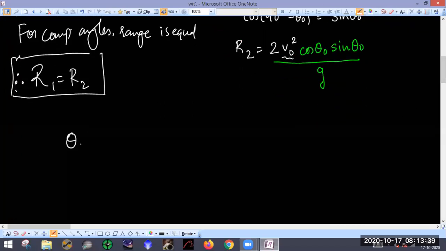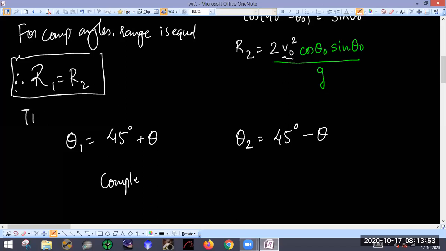In the book they have taken that one angle is 45 degree plus theta, and the other angle they have taken as 45 degree minus theta. I hope all of you can see that these angles are complementary. Book માં આવી રીતે છે. In the textbook there is an example like this. I don't remember which number now.